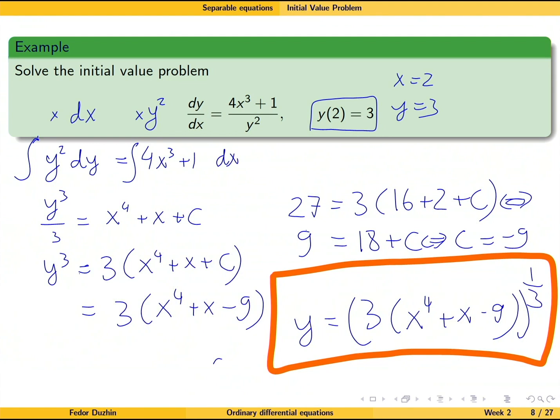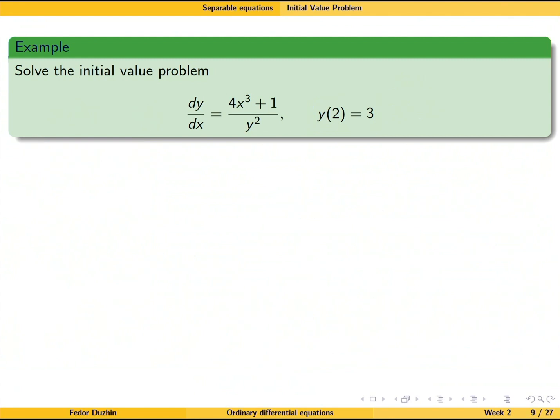Now, we found the answer, so it is a good idea to verify it. Strictly speaking, it is not necessary, but for the purpose of this lecture, and if you are on a midterm test, if you have time, it is really an excellent idea to verify your answer. So the answer that we just found is y equals 3 times x to the 4 plus x minus 9 to the power 1/3.